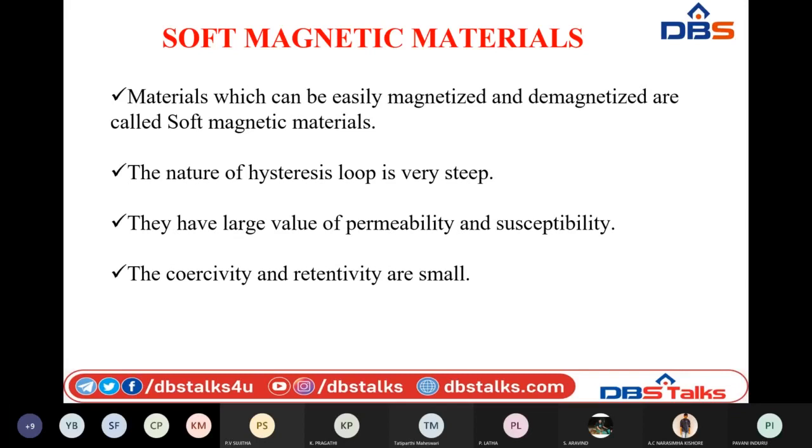That means it is very easy to make them behave as magnets, and it is easy to remove the magnetic properties from such materials. Such kind of magnetic materials are known as soft magnetic materials. And the energy we spend to make them behave as magnets is also very little. The nature of the hysteresis loop is very steep, that means very narrow.